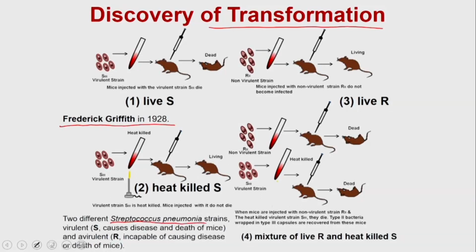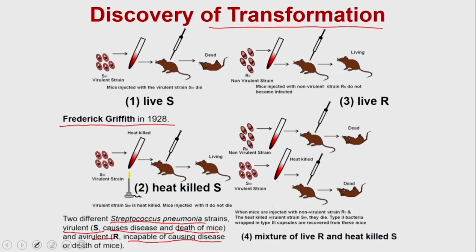So, Streptococcus pneumoniae, he has taken two strains. One is called the virulent strain or the S strain. The virulent strain causes the disease, and that actually causes the death of the mice. And then he has also taken an avirulent strain or the R strain. The avirulent strain is incapable of causing the disease or the death of the mice. So, what you can see is that he has done the experiment in 4 phases.